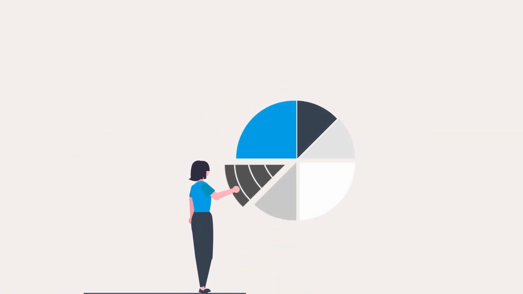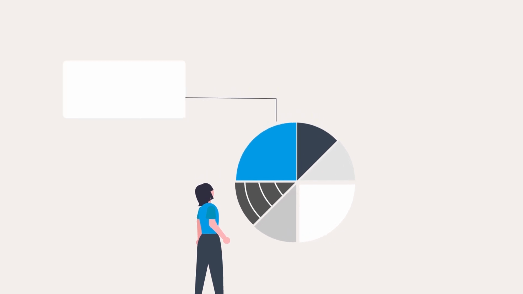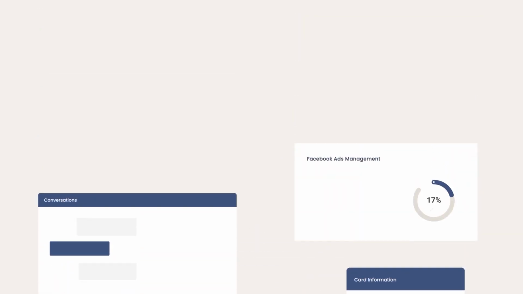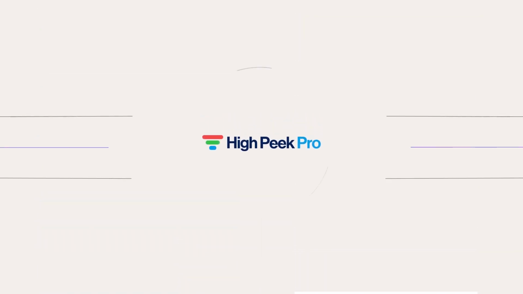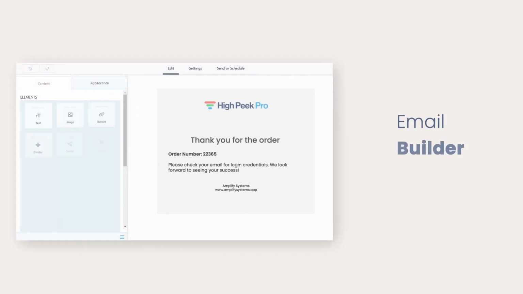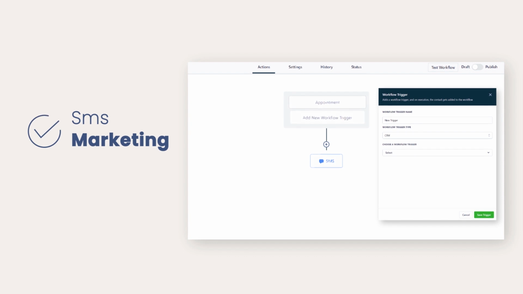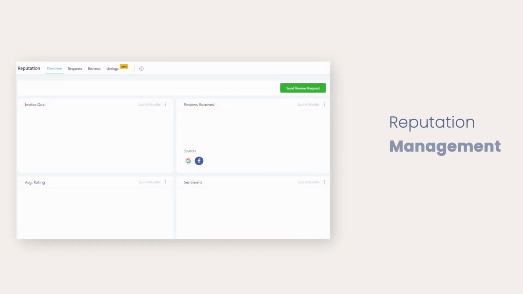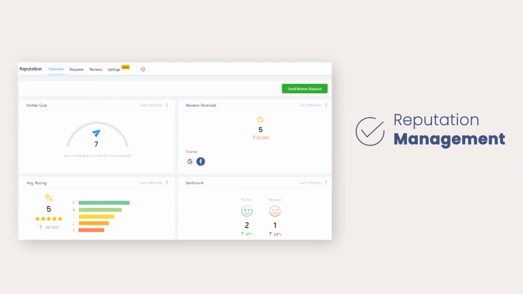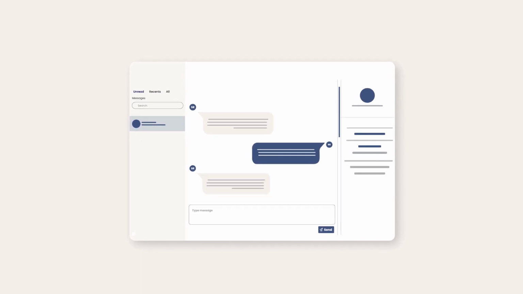We also have tons of other features that can literally replace 15 or more of your software subscriptions with just HighPeak Pro. Drag and drop email builder, check. SMS marketing with drip campaigns, check. Reputation management, check. Two-way text messaging, just like a cell phone with pictures as well.